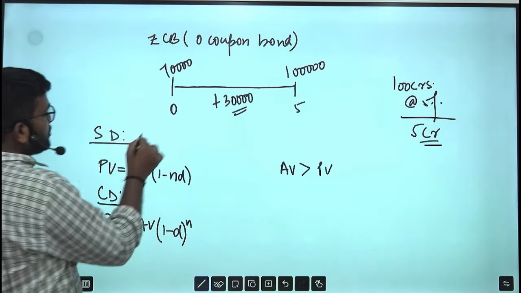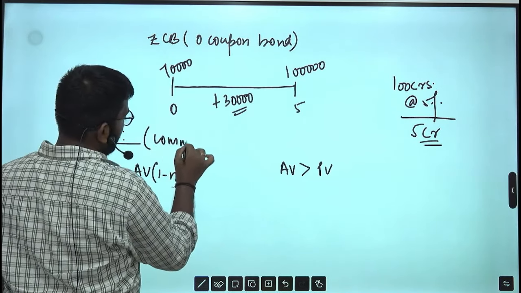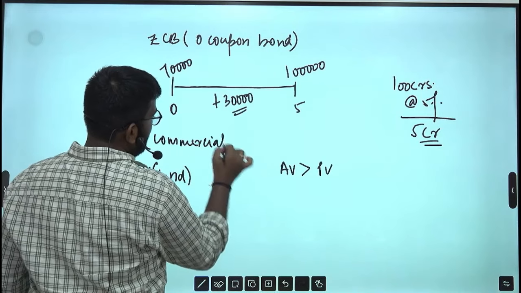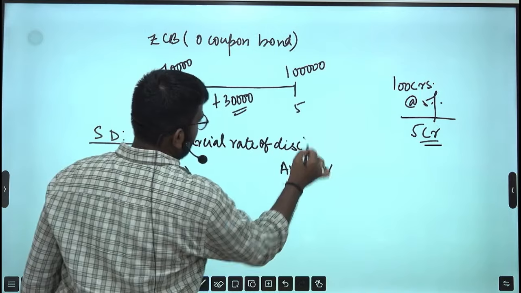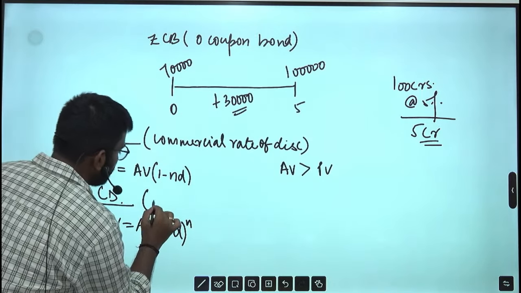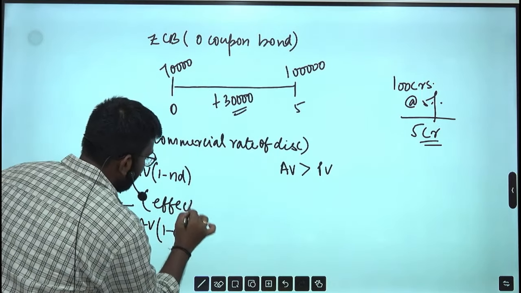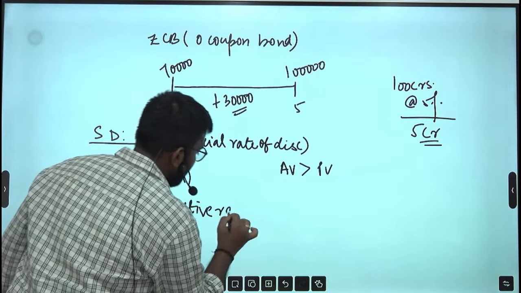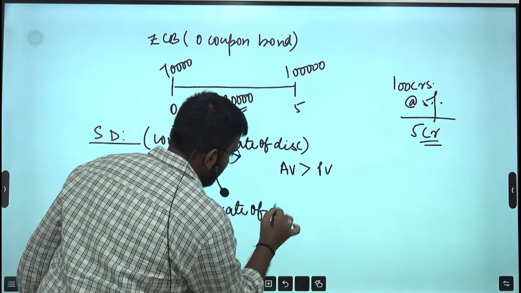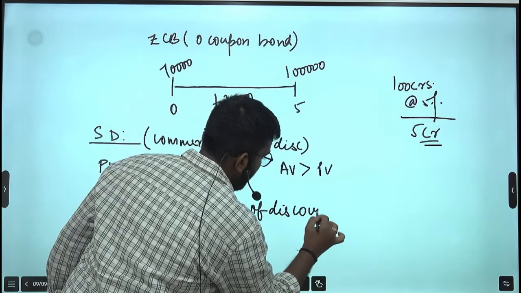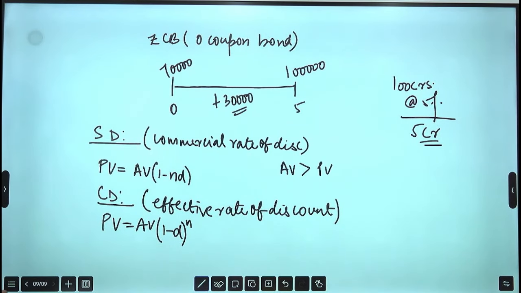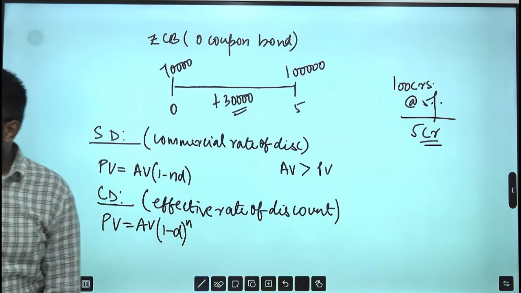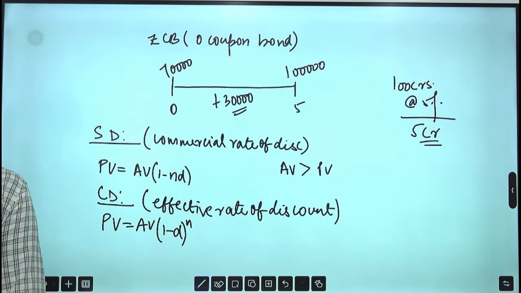Simple discount is also known as the commercial rate of discount. And compound discount is also known as the effective rate of discount. Any doubt till here? Any doubt till here?